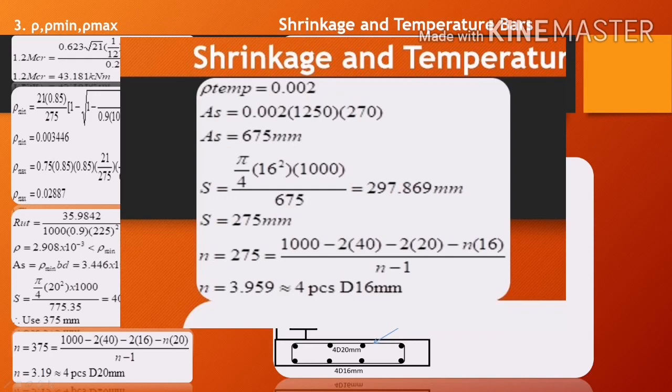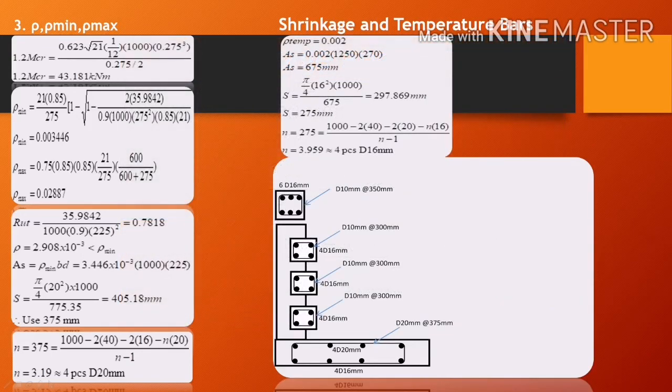For the spacing, pi over 4 times 16 squared times 1000 divided by 675 is equal to 297.89. Therefore, use 275 mm spacing. And for the number of reinforcing steel bars, N is equal to (1000 minus 2 times 40 minus 2 times 20 minus 275 over 16) over (N minus 1). Then, we use 4 D16 mm.